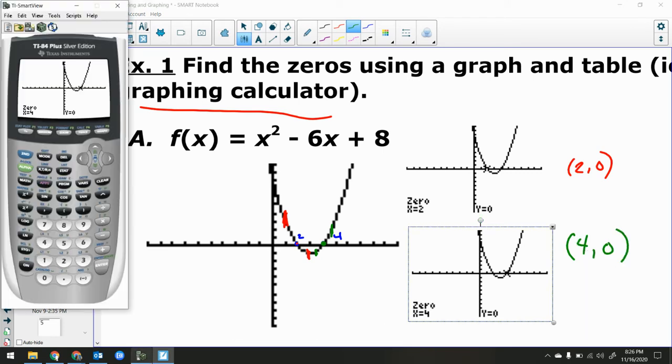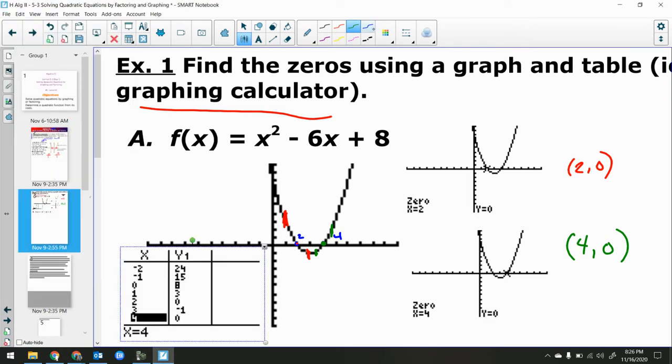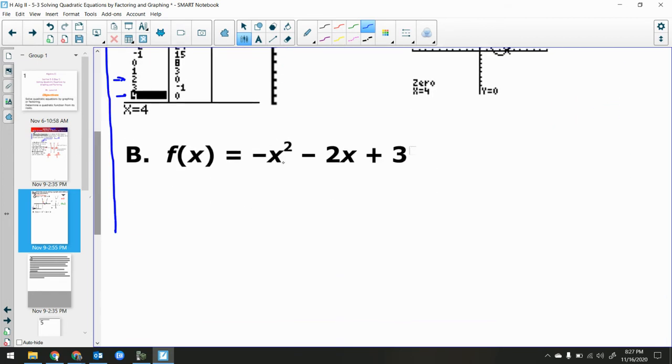Okay. If I wanted to see that on the table, you could just click into table and see it right there. We could see it right here and right here. Okay. So those 2 values are the 2 zeros, wherever the y value turns out to be 0. Remember, because that's an x-intercept. All right. So why don't you guys go ahead and try this one on your own. Try to find the 2 zeros on your calculator.